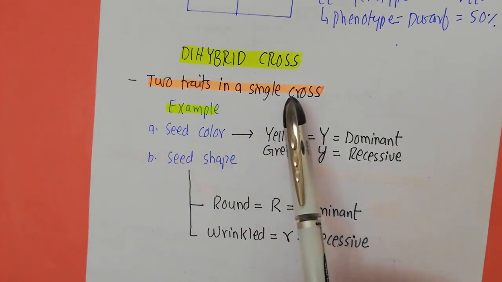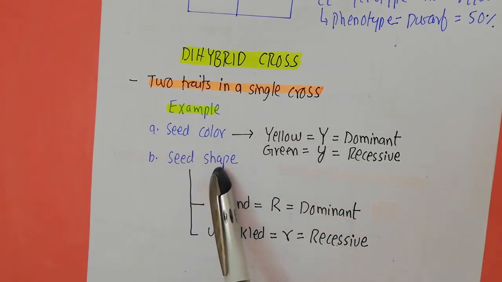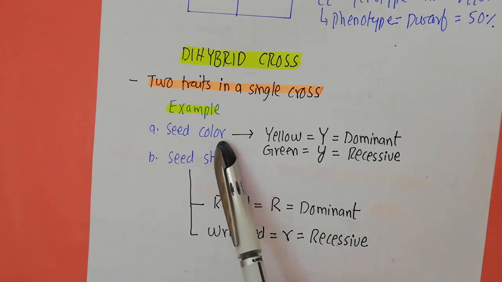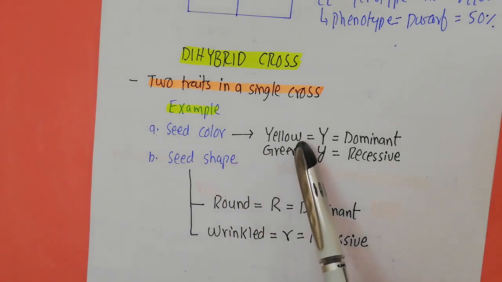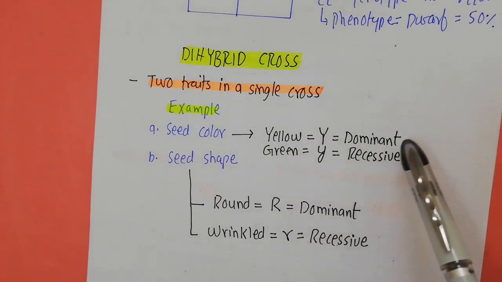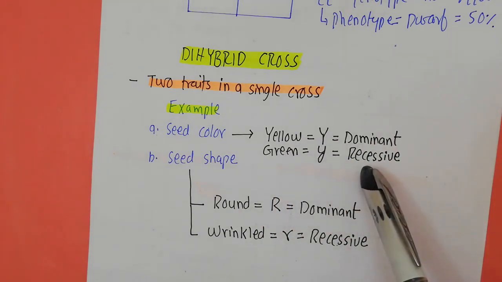One of Mendel's crosses focused on two traits in a single cross. The two traits that he chose were the seed color and the seed shape. So now you are talking about two traits: one is the color of the seed, the other is the shape of the seed. The seed color comes in two varieties. The seed can have yellow color, or the seed can have green color. This yellow color of the seed is a dominant trait. This green color of the seed is a recessive trait.